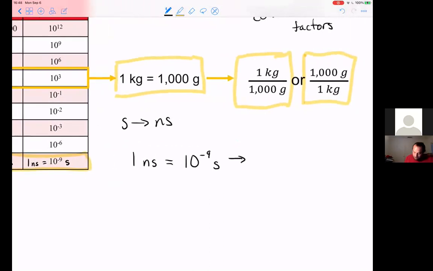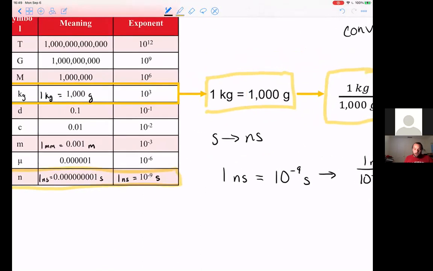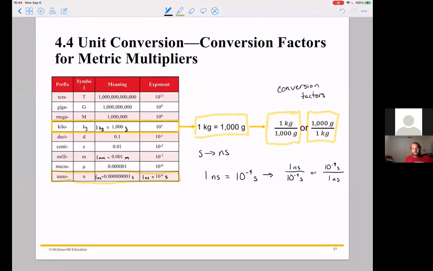And from here, I'm going to create one of those conversion factors. 1 nanosecond over 10 to the negative 9 seconds, or 10 to the negative 9 seconds over 1 nanosecond. Either one of those can be used to convert either from nanoseconds to seconds or seconds to nanoseconds. So depending on which direction you want to go, you'll use one of those 2 conversion factors. But the important thing is knowing how to get them from this little chart here. That's an important skill that we're going to need to have.